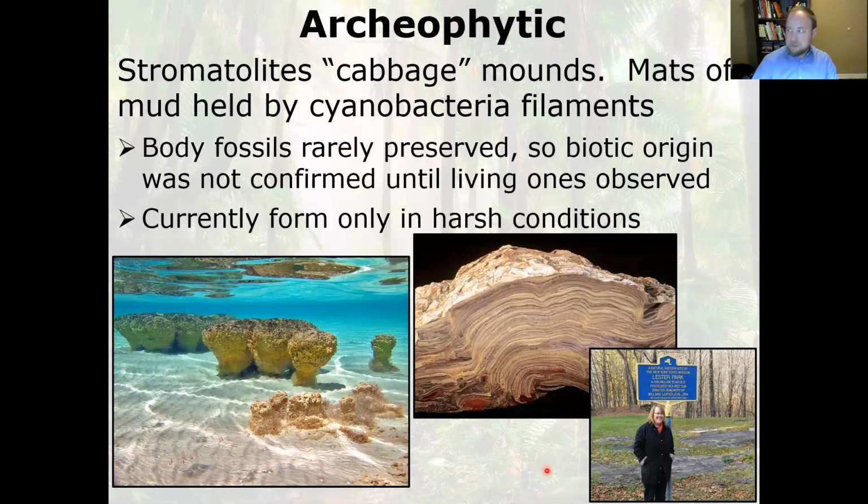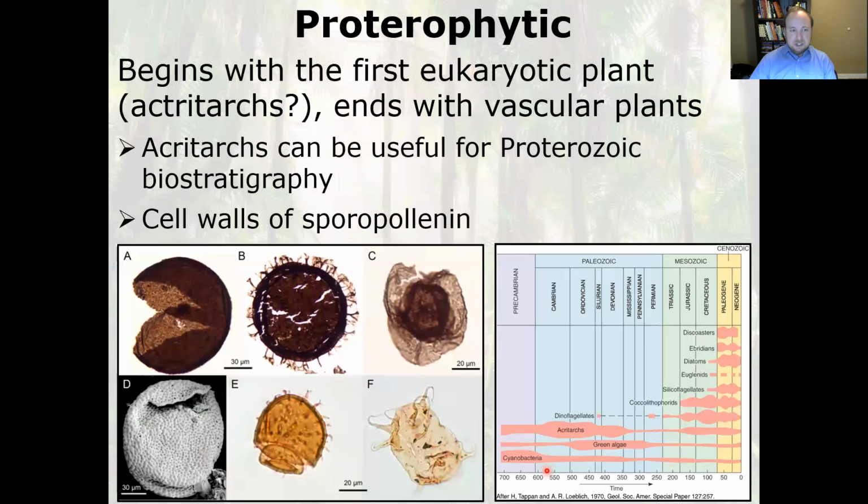And then we move into the Proterophytic. The Proterophytic begins with the first true eukaryotic plants, which are probably the acritarchs, although there's a little bit of debate around that. And it ends with the appearance of vascular plants, what we really think about as true plants. These are acritarchs here. They're the first really true body fossils.